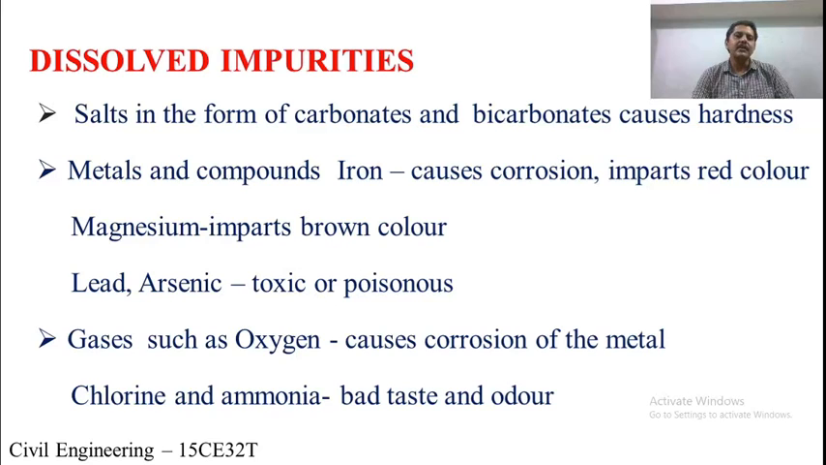Next, gases. So gases such as oxygen, chlorine, ammonia, hydrogen sulfide may exist in the water. So oxygen, a higher amount of oxygen may cause corrosion of the metal. Chlorine and ammonia bring bad taste and odor. So these are the dissolved impurities, the impurities which are dissolved in the water. So there are three types: suspended impurities, colloidal impurities and the dissolved impurities.